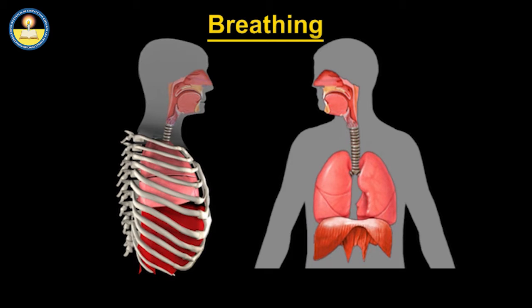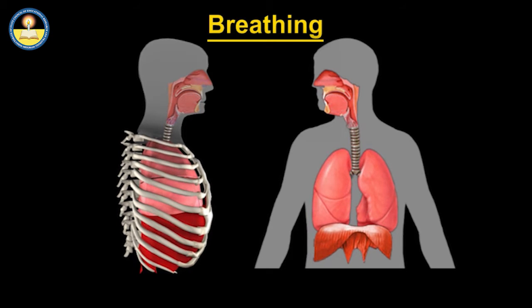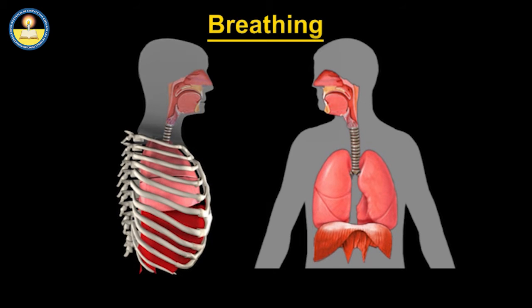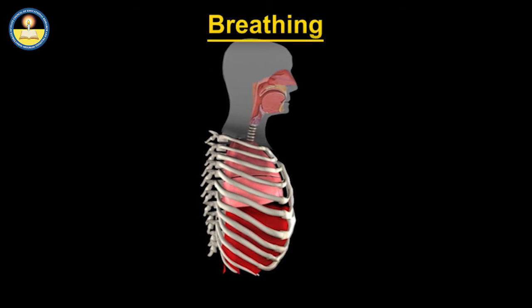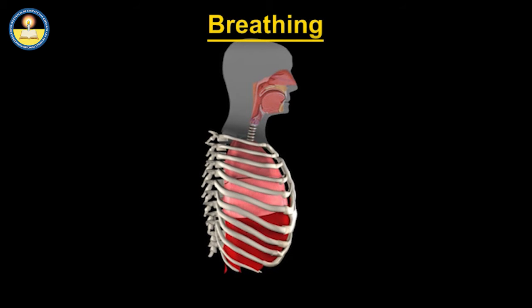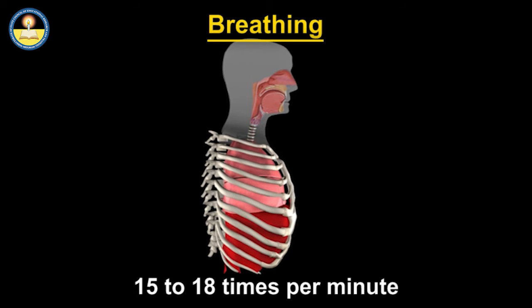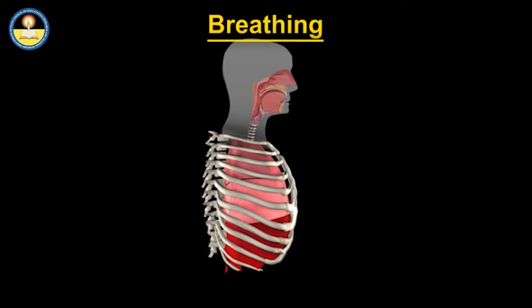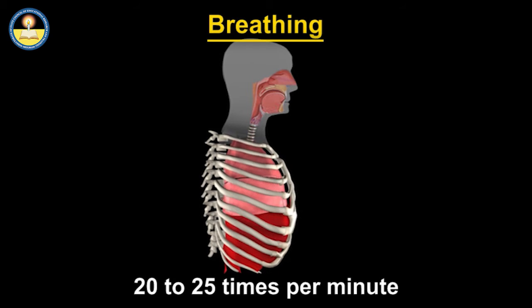Breathing is an involuntary action, but its rate is controlled by the respiratory center in the brain. Under normal conditions, the rate of breathing is 15 to 18 times per minute. During vigorous exercise, the demand for oxygen increases the rate to about 20 to 25 times per minute.